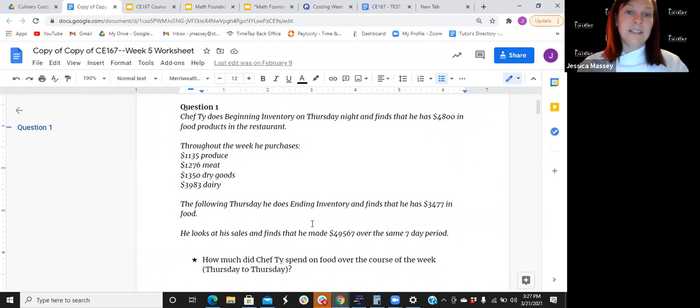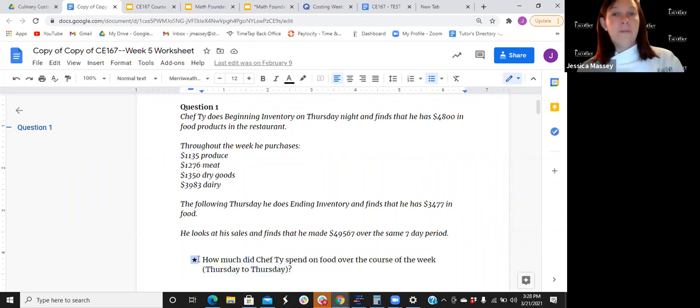It's easier, in my opinion, to break down a word problem when you know what you're looking for than just trying to comprehend all these words and all the pricing. So our first question, skipping the whole question: how much did Chef Ty spend on food over the course of the week? This is asking how much his purchases were. Basically you need to go into the problem, find out everything he spent, and add them up. That's all this is asking you. How much did he spend on food for the week?